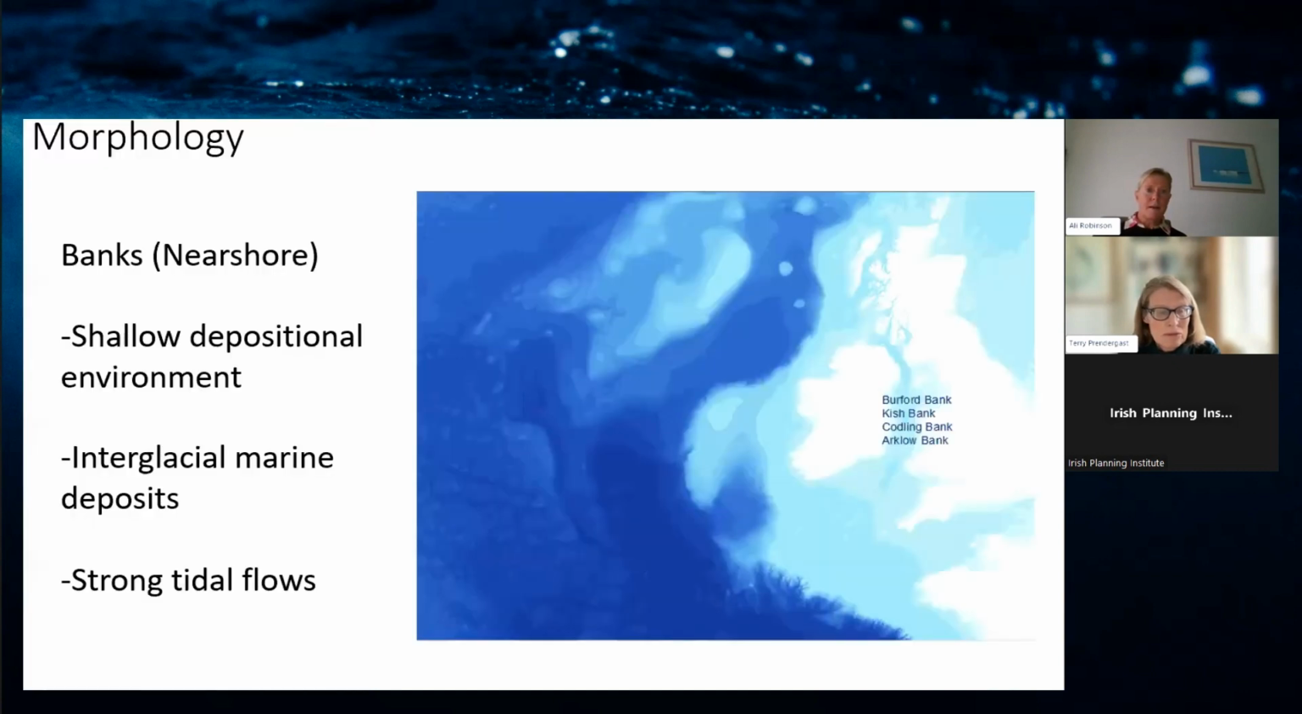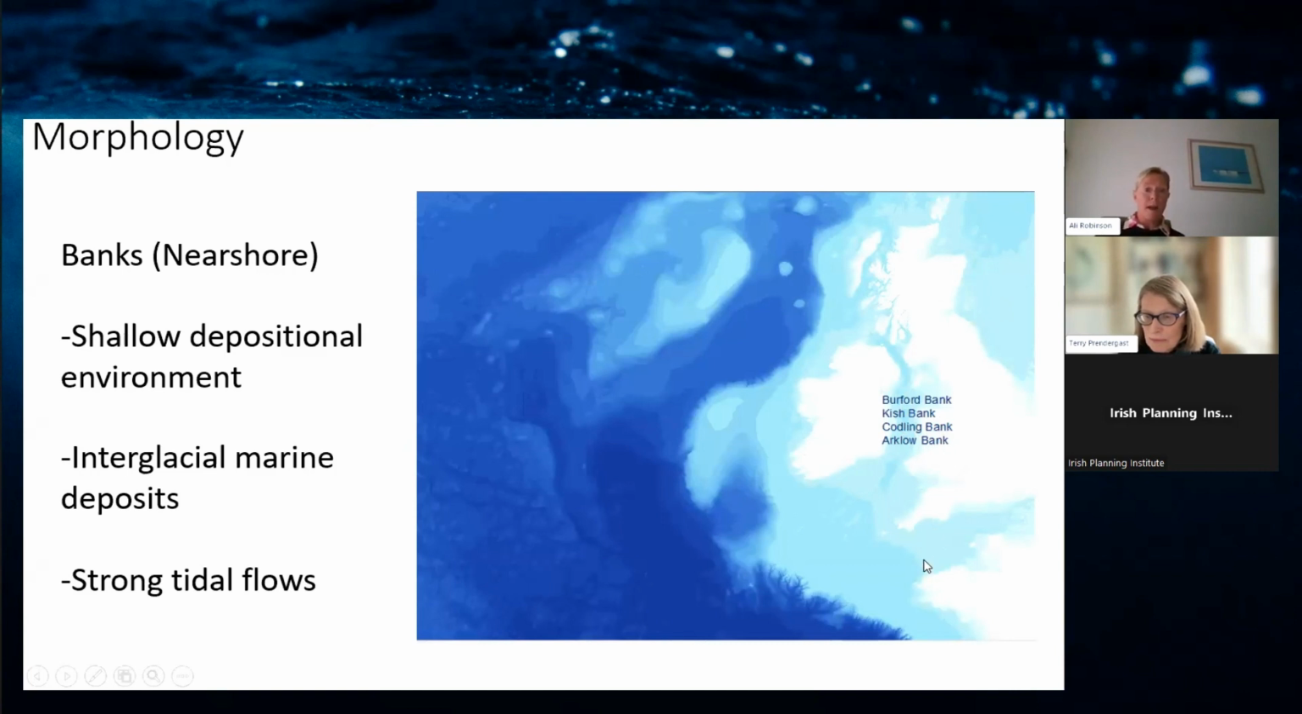So coming down then, we're going to look very quickly at some of the banks first of all. There are sandbanks all around our east, northeast and southeast, but the four key banks are the Burford Bank, the Kish, the Codling, and the Arklow Bank. And I'm looking at these from the context of a morphological feature.